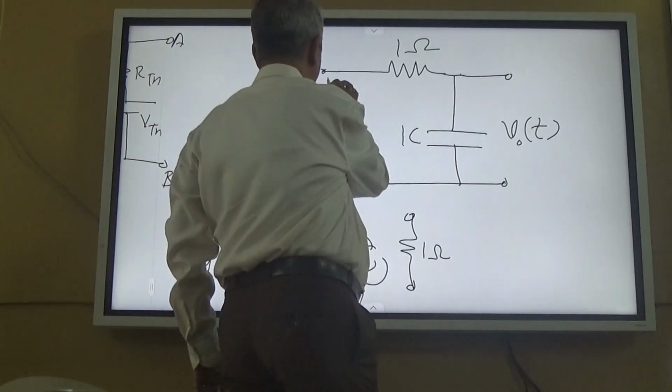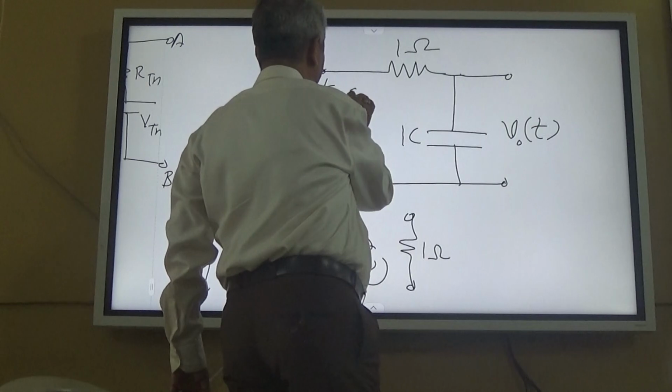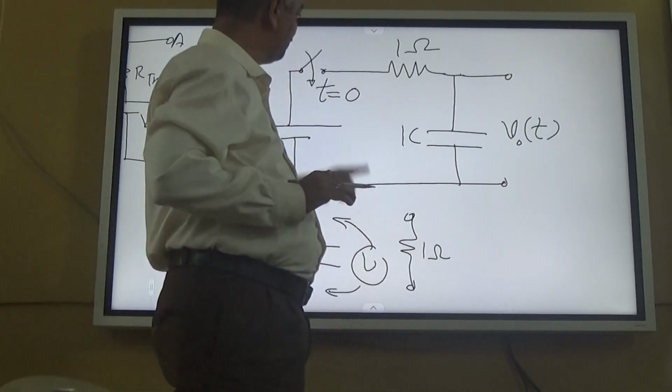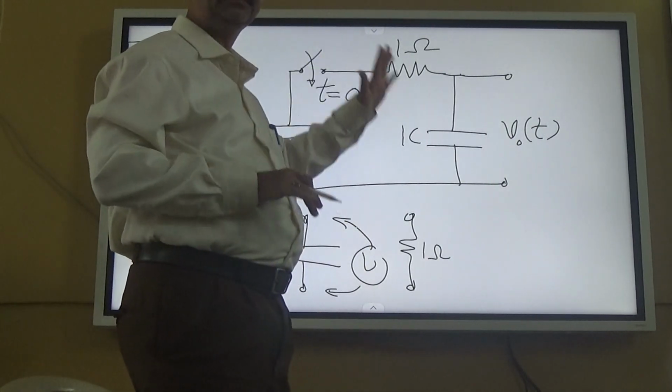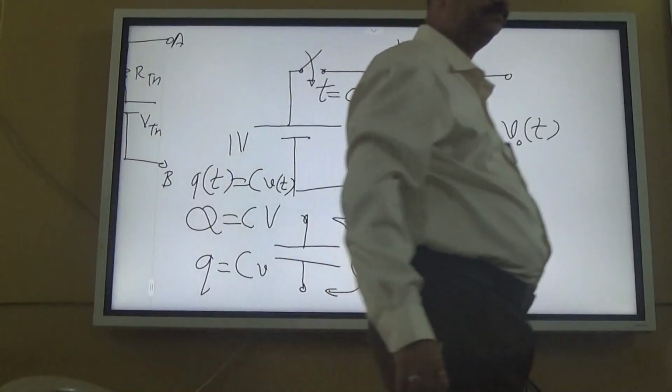So the problem is: derive the expression for VOT if the switch is closed at t equal to 0. You can start.